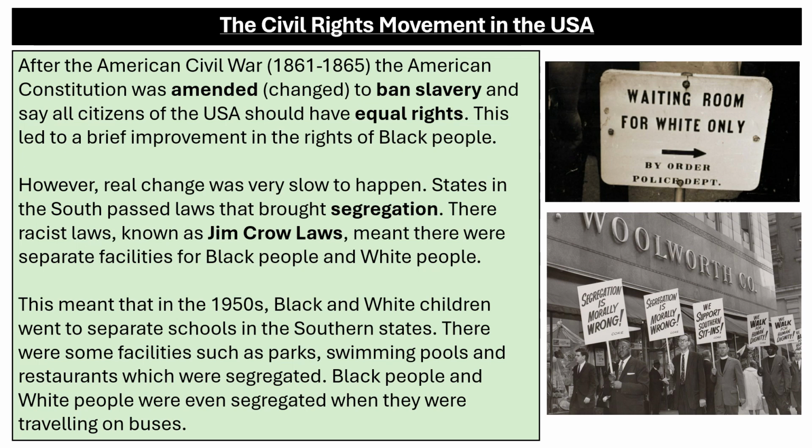Now these racist laws, which are known as Jim Crow laws, meant there were separate facilities for black people and white people. This meant that in the 1950s, black and white children went to separate schools in the southern states. There were some facilities such as parks, swimming pools and restaurants which were segregated, and black people and white people were even segregated when they were travelling on buses.